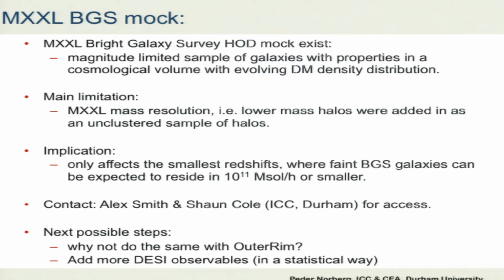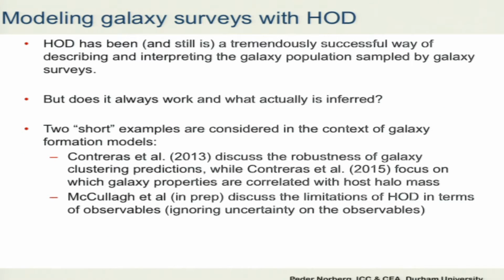The next possible step, and Salman could not have arrived in the room at a better stage, is why not do the same with Outer Rim? MXXL is a great simulation, but Outer Rim is just better on all aspects because it has higher mass resolution, more snapshots, and there was a third thing I don't remember now, and a better cosmology. It's WMAP7, whereas it's WMAP1 for MXXL. The technique is in there, so it's just making sure that one can put it in place to use on a different simulation. So that's a possible step.